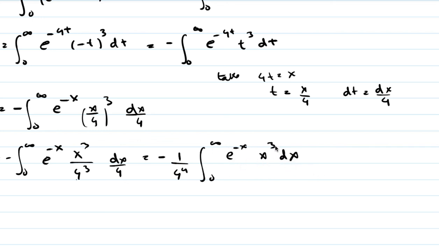But we know that this is supposed to be n minus 1, so basically we have n minus 1 is equal to 3. So this means that our n is equal to 4. So therefore, we can say that this is equal to 1 divided by 4 raised to 4 gamma of 4.